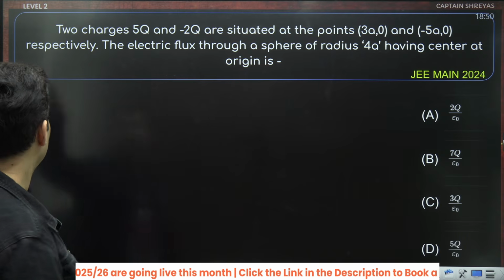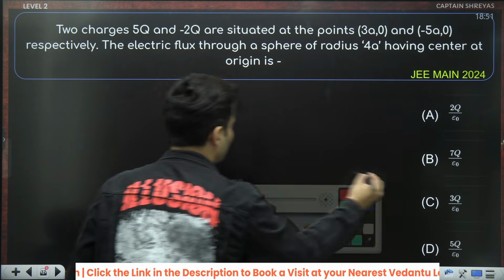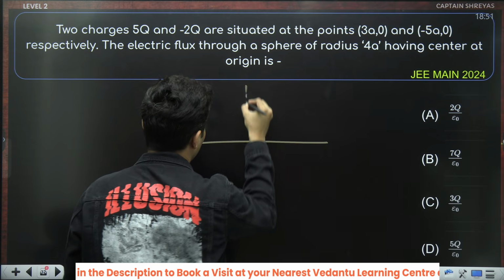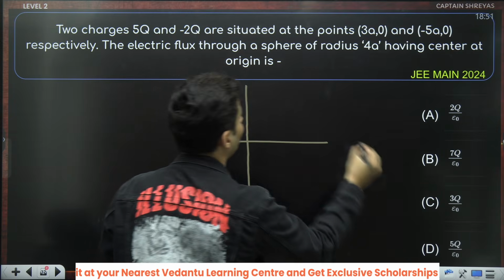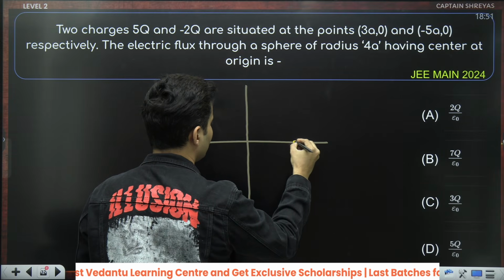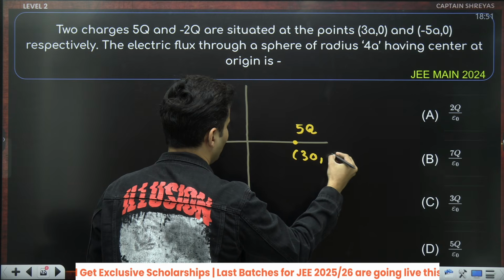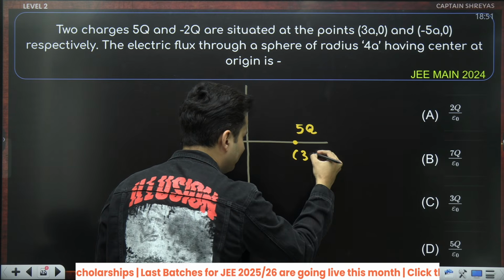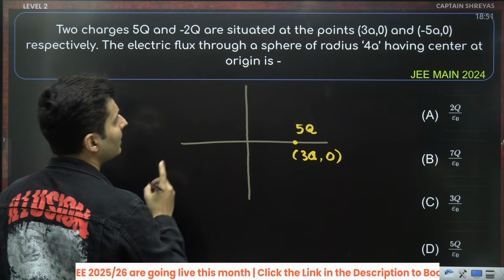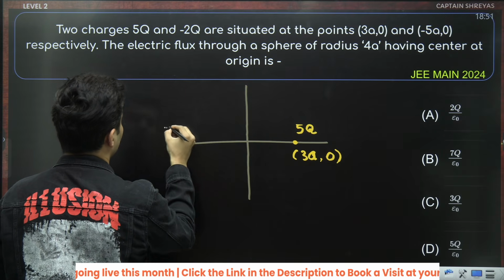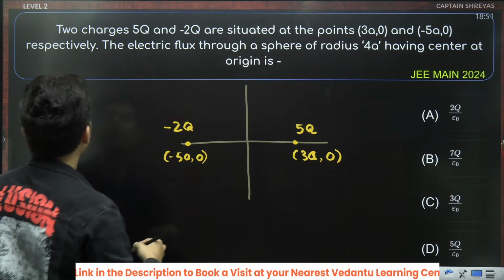There are two charges at two different points, and we need the flux through a sphere of radius 4a. Okay, let's draw it first. So we have x and y axis. There are charges 5q. Where is 5q? 5q is at 3a, 0. And where is minus 2q? It is at minus 5a, 0.